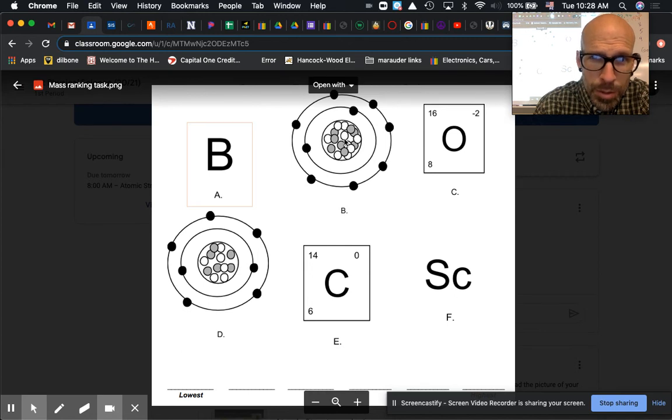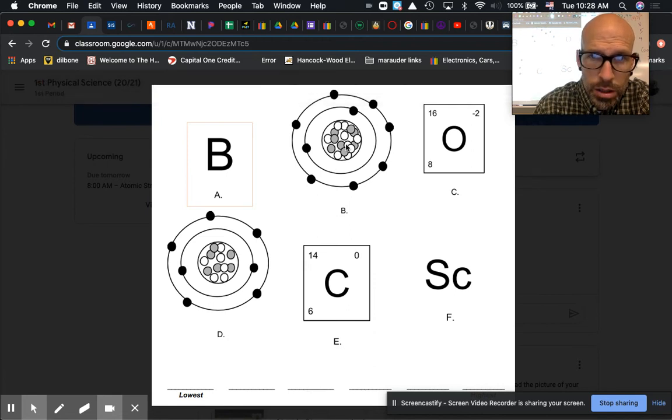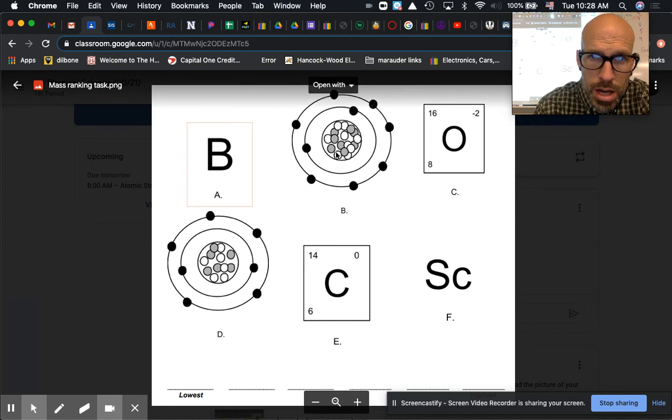I hope you're thinking that the protons and neutrons are what's in here, and then when you count those up, that is your mass number, right? When you count those up. So this you can count, this you can count, you can find those pretty easily.